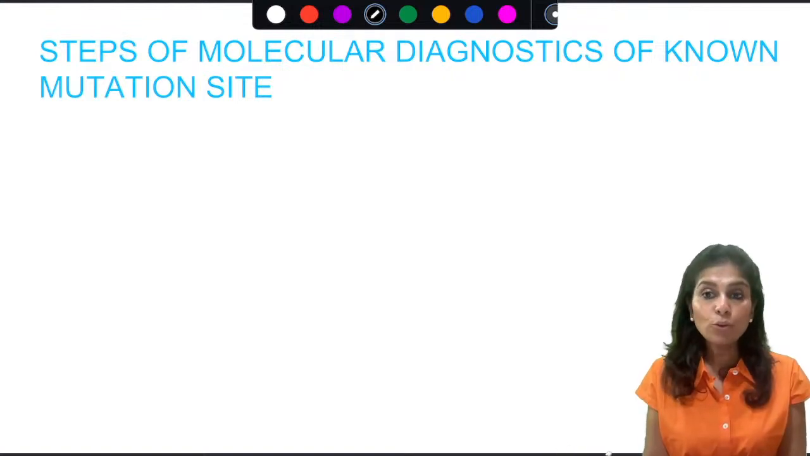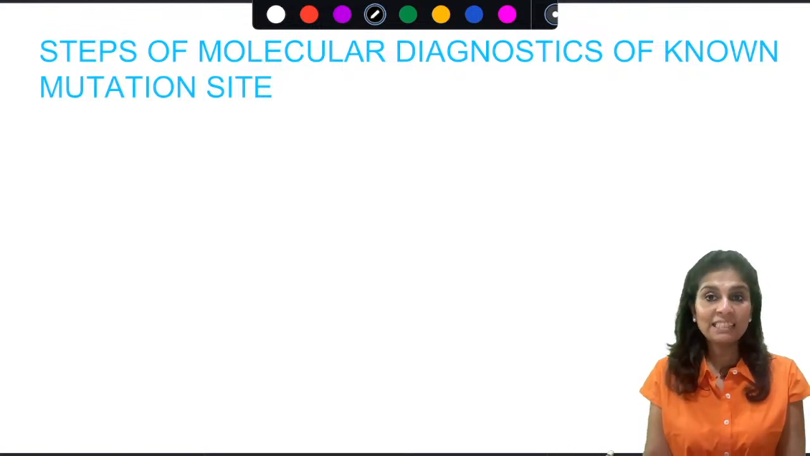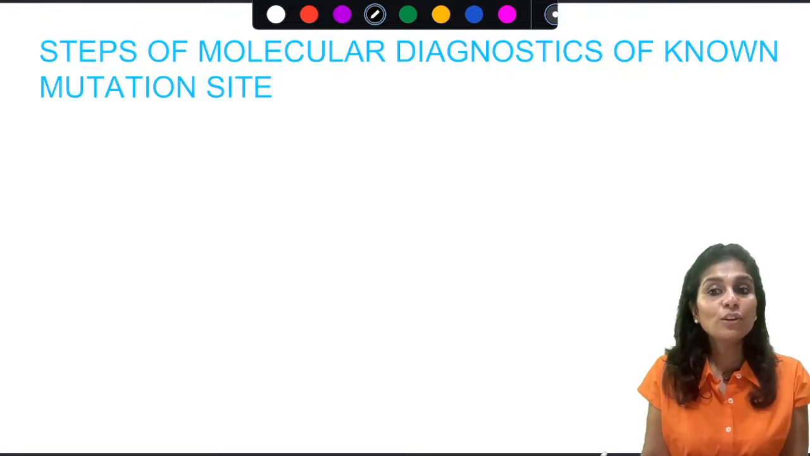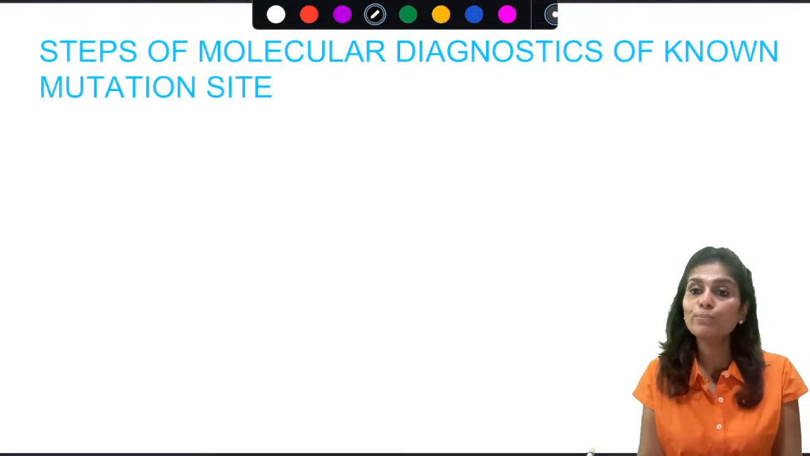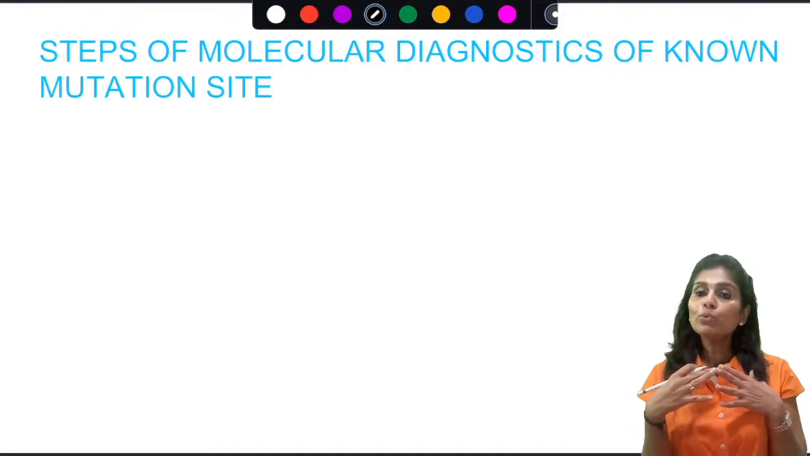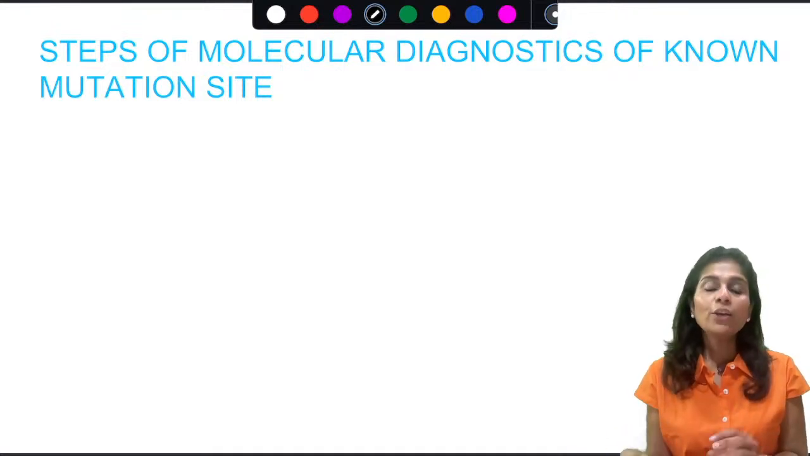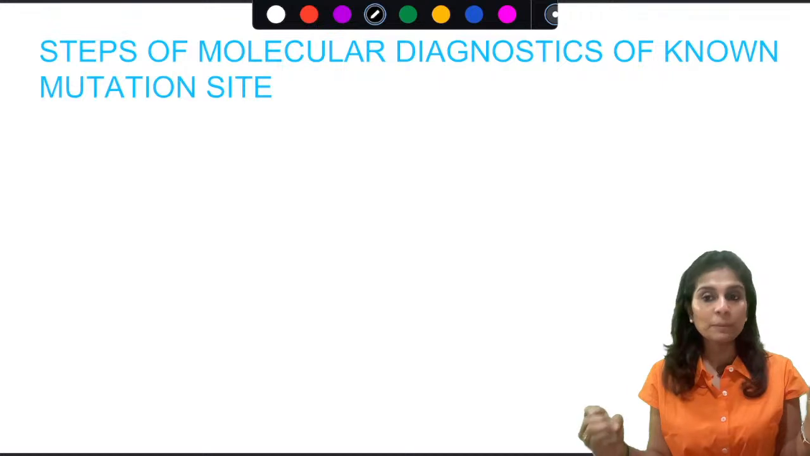What do I mean by a known mutation site? I gave you an example. It is sickle cell anemia, which is always caused by mutation of the 6th codon of the beta globin gene. So whenever the mutation site is known, okay, you have to follow a sequence of steps.